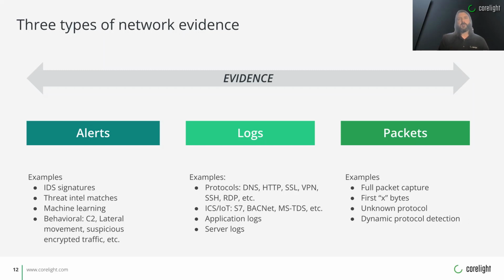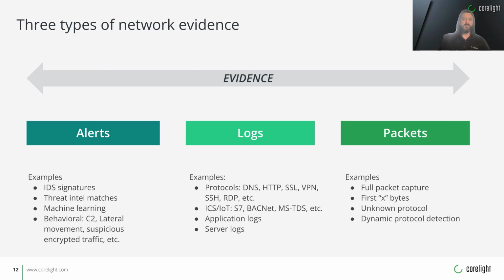The second category would be logs as a form of evidence. A great example here would be Zeek, a network security monitoring solution that produces a set of logs based on protocols and other network observations. Some example protocols you might be interested in on the screen are DNS, SSL, and RDP. There may be other types of communications with ICS, IoT, or OT equipment. I also have application logs and server logs on here as another form of evidence that sometimes people use as a substitute for network evidence, but they're not ideal.